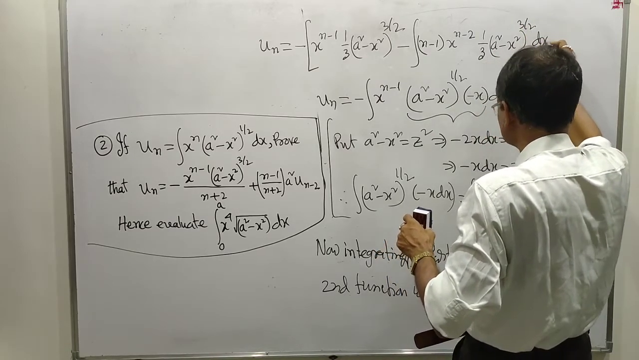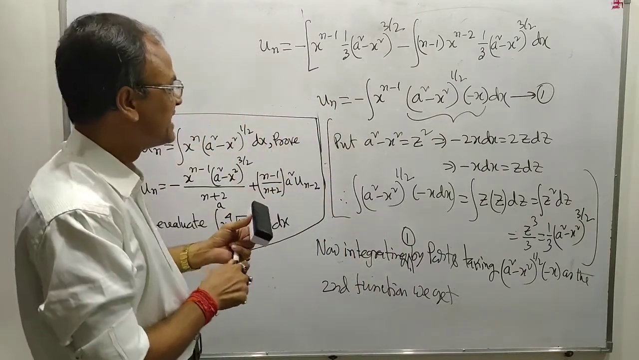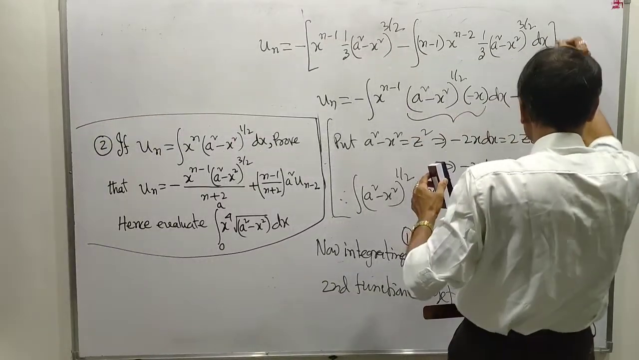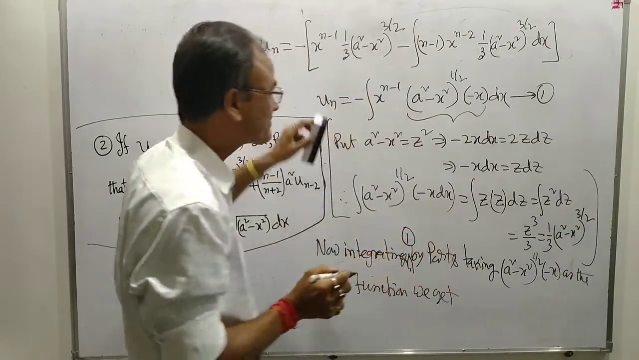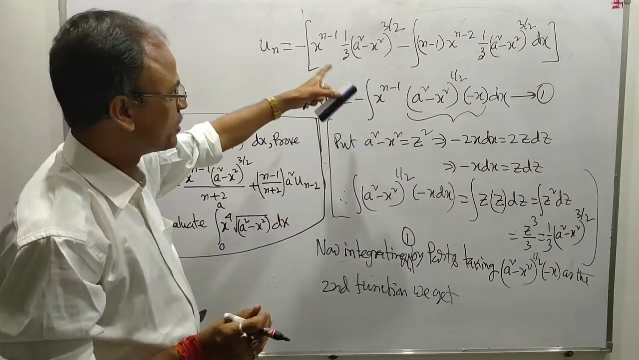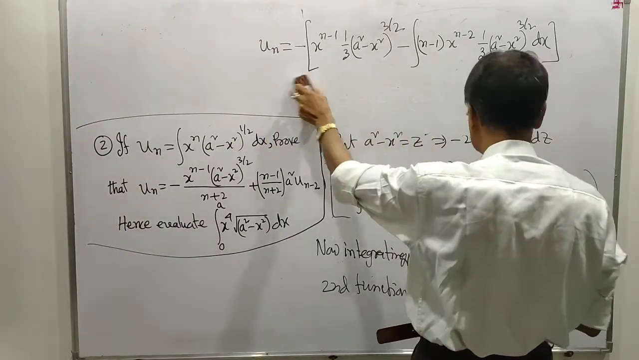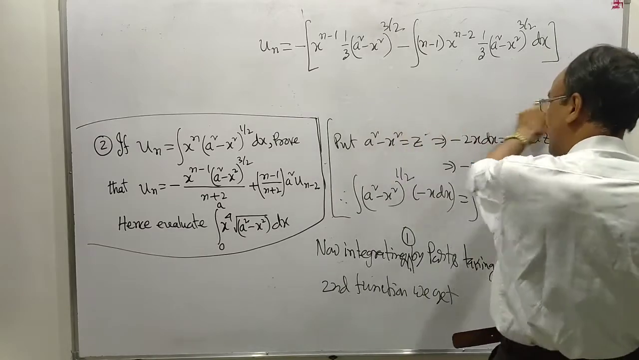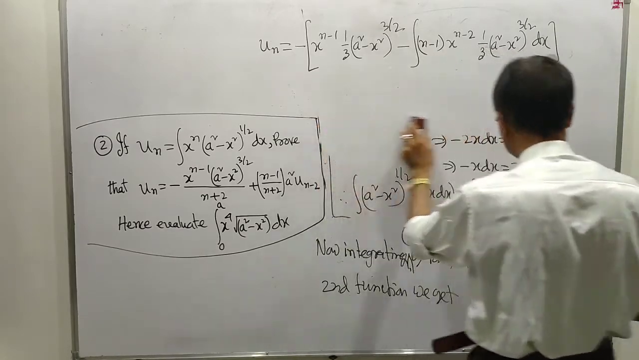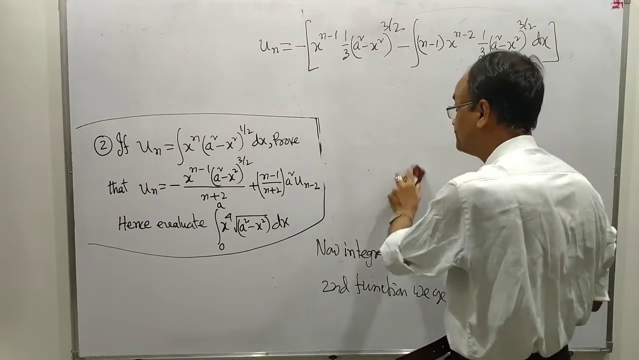Integration of the second function, the integral of this. Just put the bracket sign here. Right? We have integrated this by parts, taking x to the power n minus 1 as the first function and x times (a square minus x square) whole to the power half, with a minus sign, as the second function.